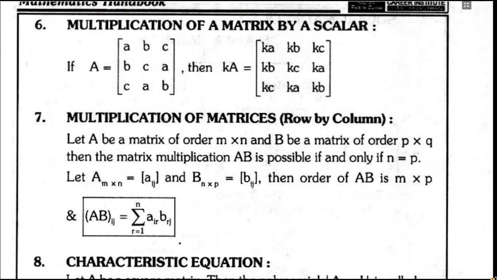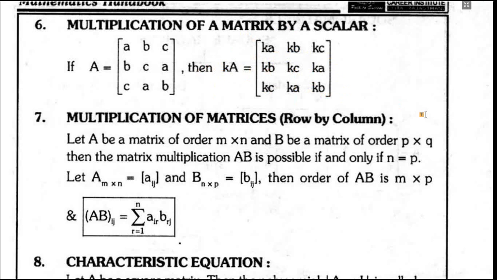Multiplication of a matrix by a scalar. If A equals the matrix with rows a b c, b c a, c a b, then k times the matrix will be k multiplied into the entire matrix. This is very important: it is different in determinant and matrix. In a determinant, if you are multiplying by k, only one row or column gets multiplied by k. But in matrices, if you are multiplying by k, then all the elements get multiplied by k: ka, kb, kc, kb, kc, ka, and so on. In all the elements k gets multiplied.